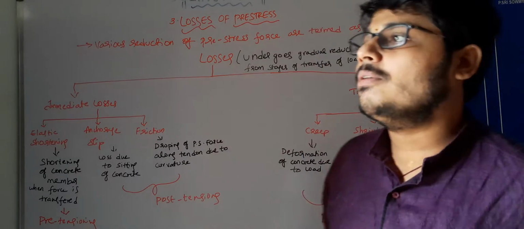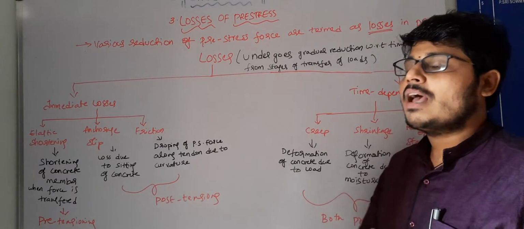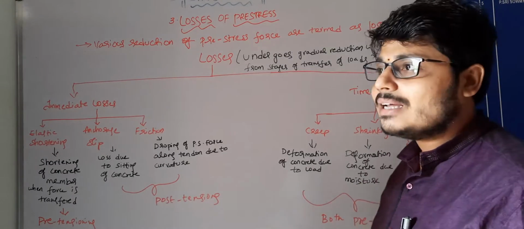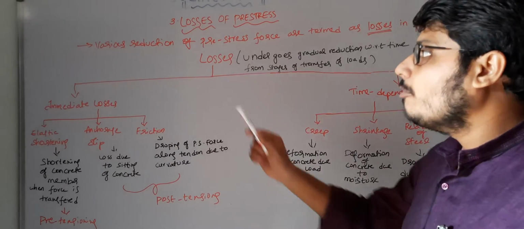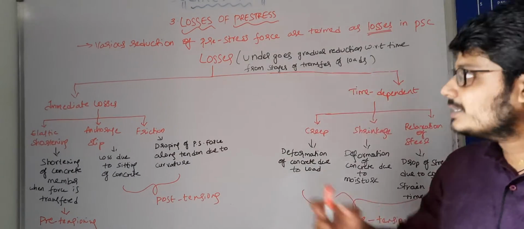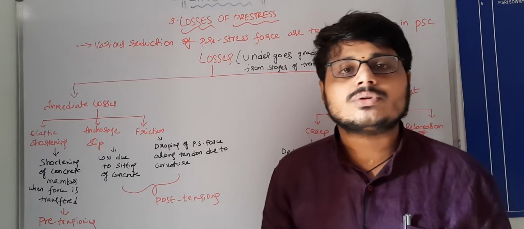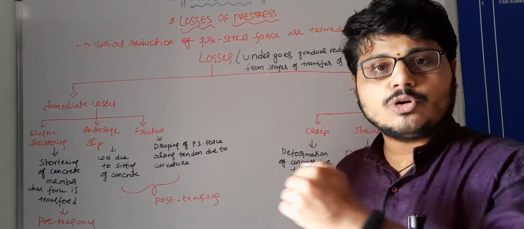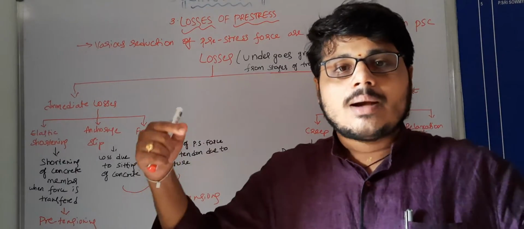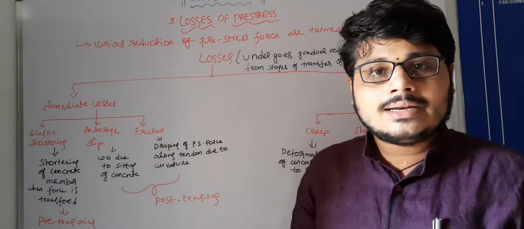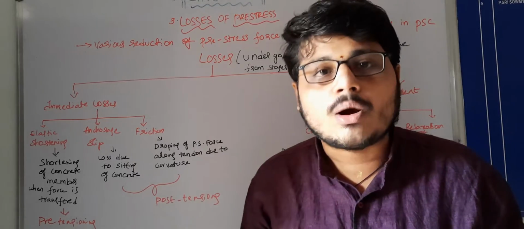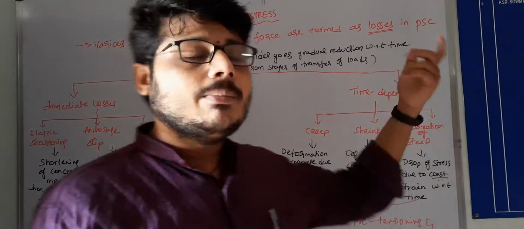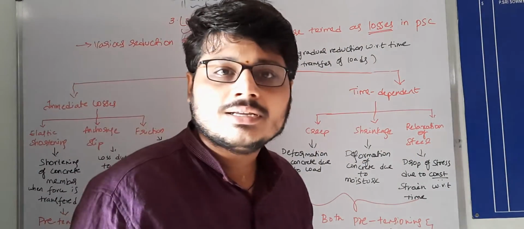If the load is gradually increased with respect to time, some losses are formed. So these are the losses, the various reductions of pre-stressing force. This means that when force is applied gradually to the tendons, the losses are formed in pre-stressed concrete.